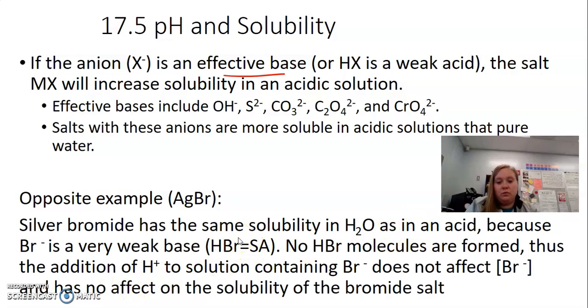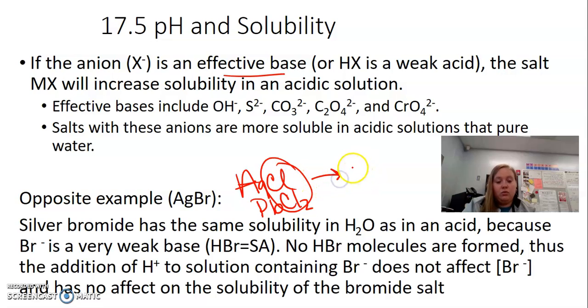Another example similar to silver bromide would be silver chloride, or maybe lead(II) chloride. All of those are going to have the same solubility in water as they do in an acidic solution, because they both have the chloride ion, and the chloride ion comes from hydrochloric acid, which is a strong acid, so it is a very weak base. So its solubility is not going to be any different in an acid than it is in water.